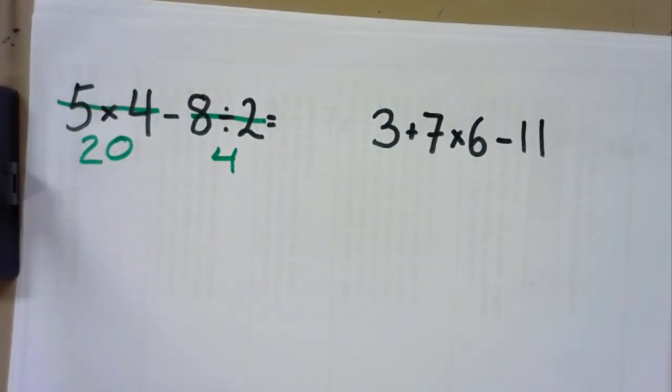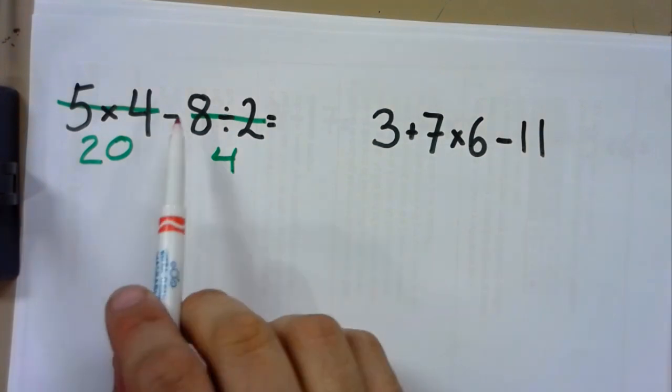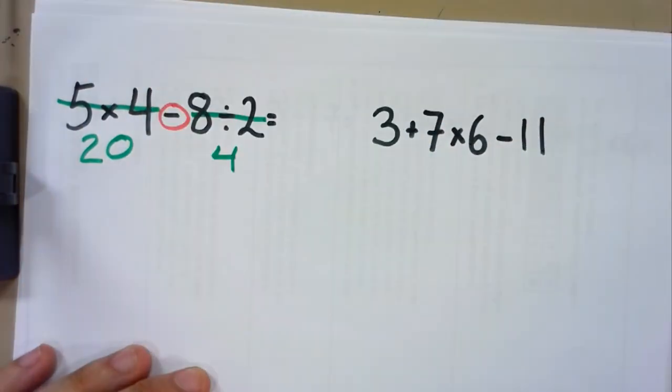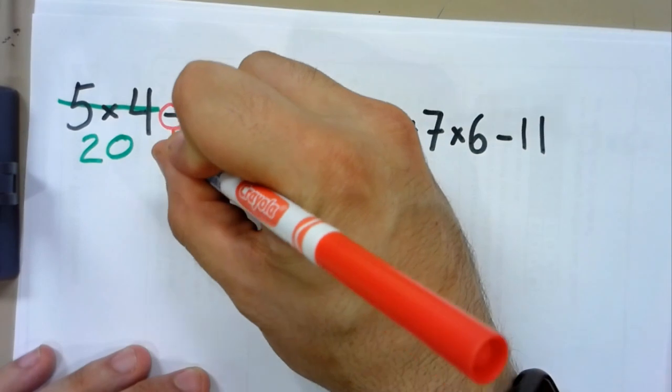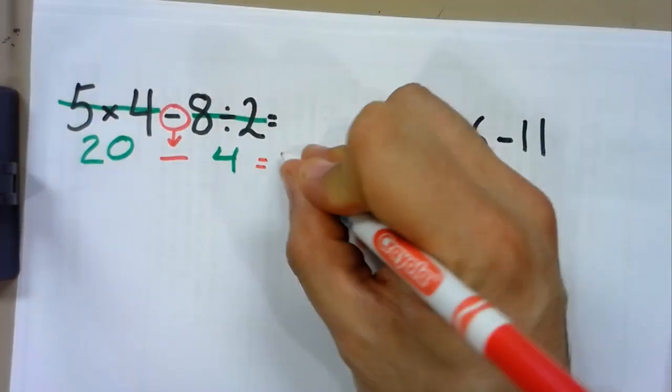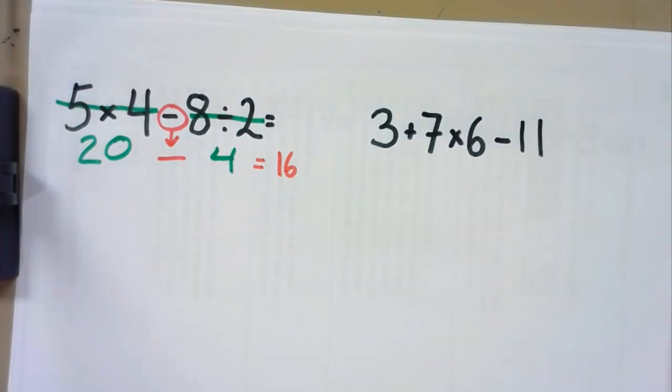So I've done my grouping operations. Now I need to look for my counting operations. That's addition and subtraction. And sure enough, there's just one bit of my counting operations left, my subtraction. So I'm going to move it down. 20 minus 4, which equals 16.